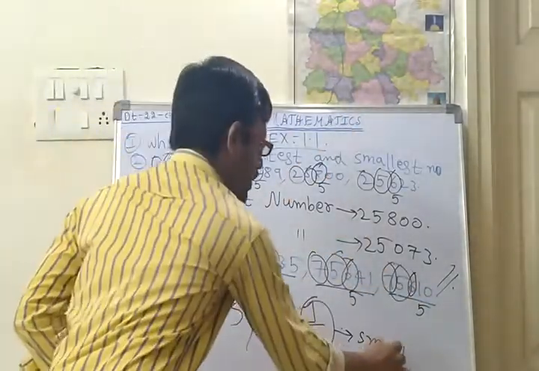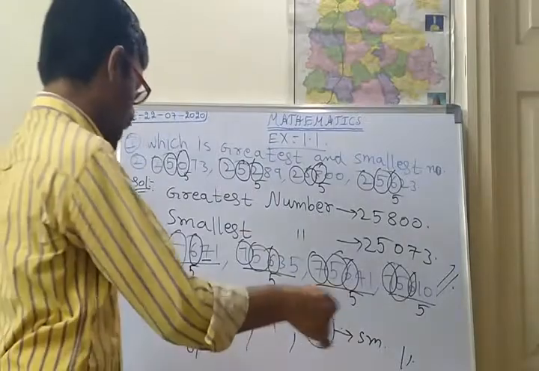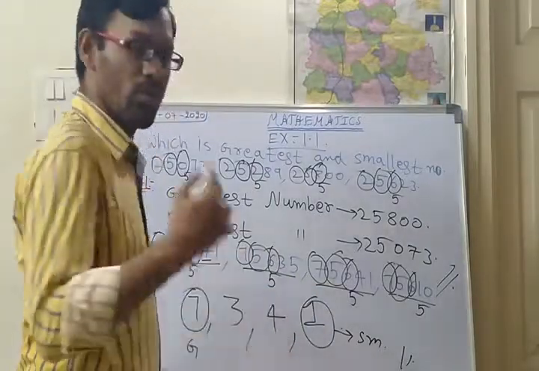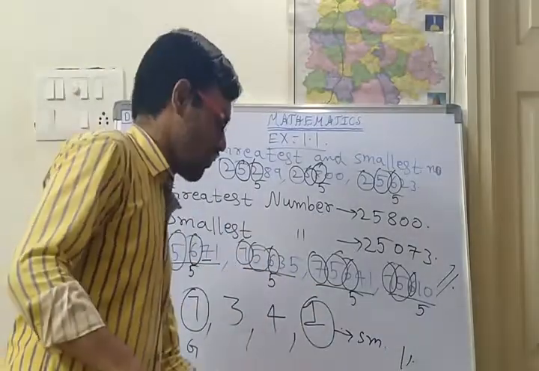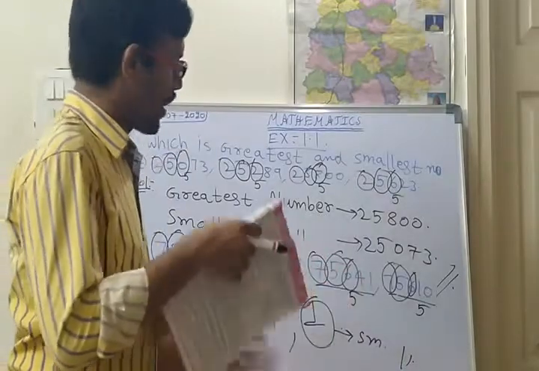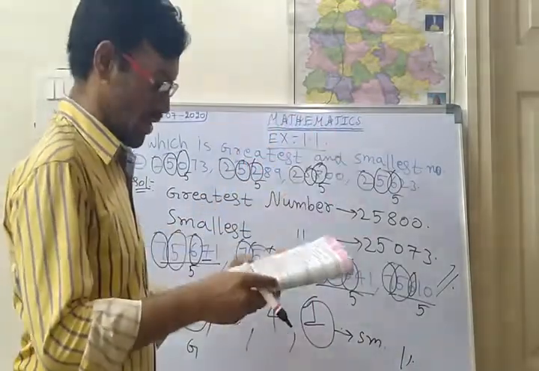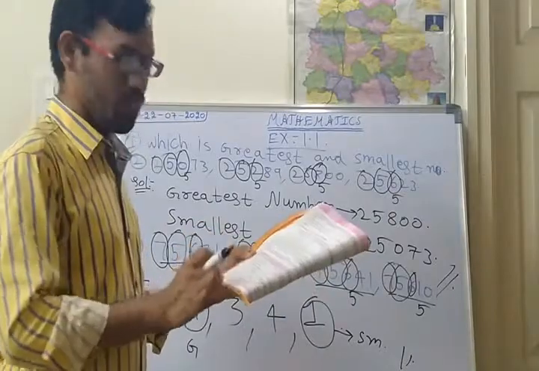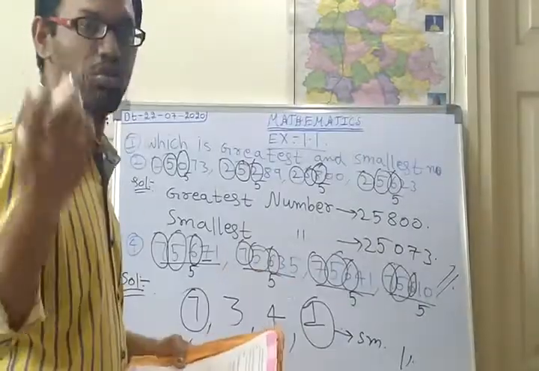So this is the first bit. The remaining 3 problems are there. You write them down and identify which is the greatest and smallest number. At last I will write the problems. Okay, that is what you people should do.